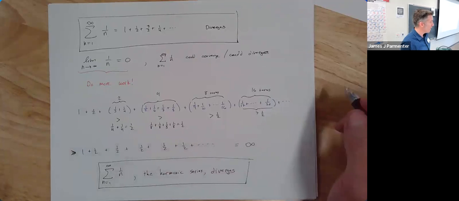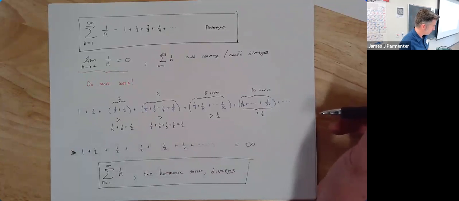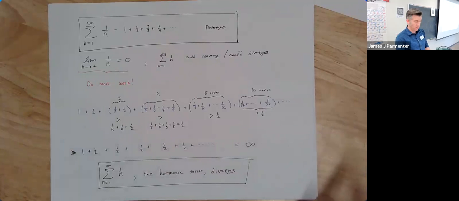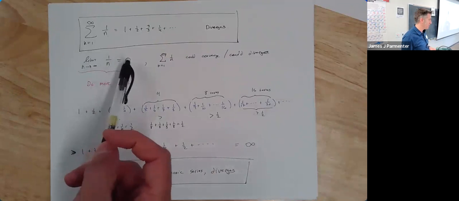Even though the limit of its sequence was 0. So I really want to stress here, the limit of the sequence being 0 means the series could diverge. It also means the series could converge. And so you have to do more work when the limit of the sequence is equal to 0.